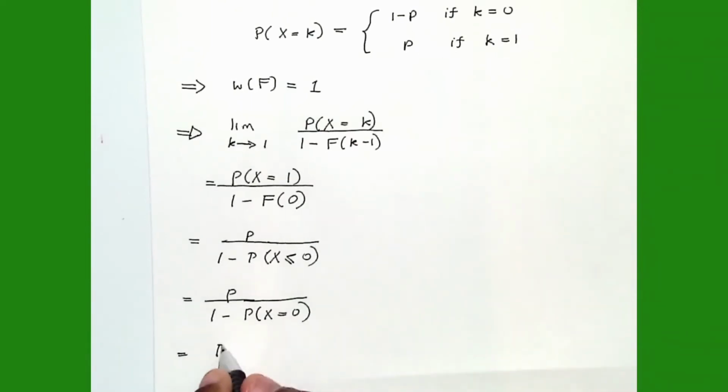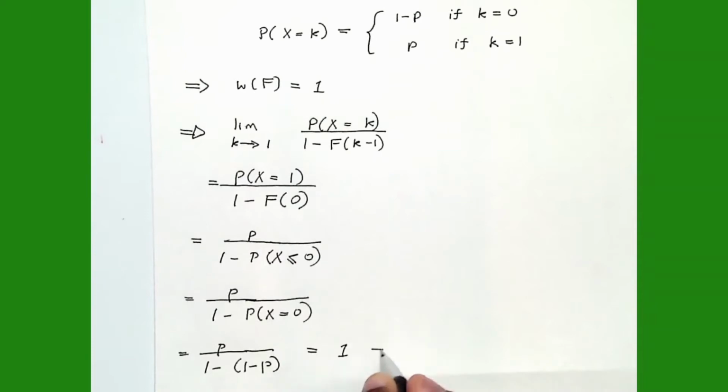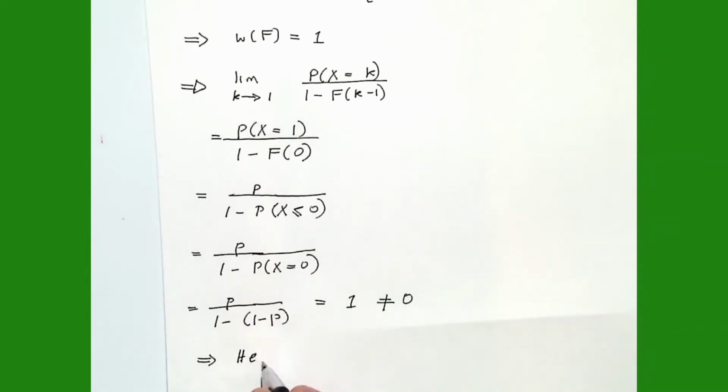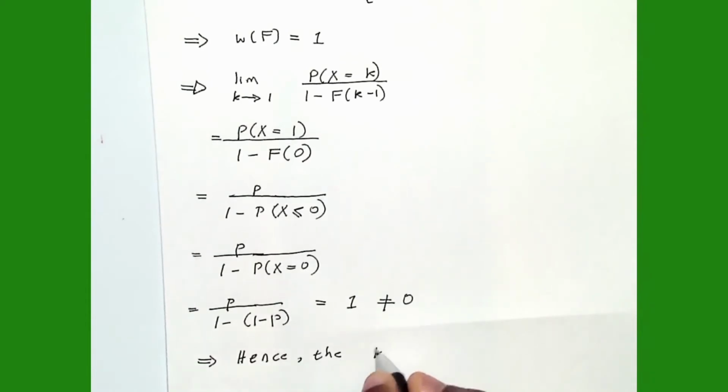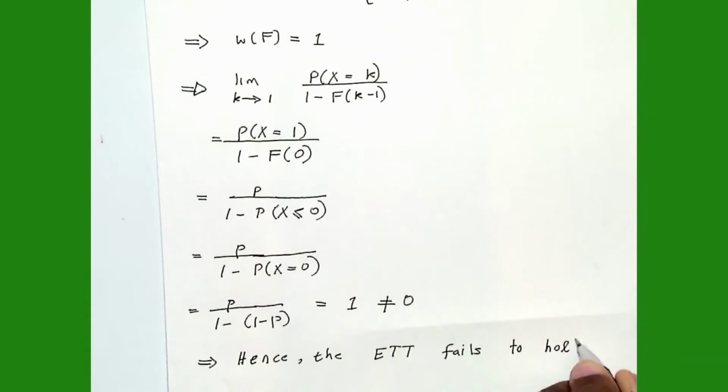So this is p divided by 1 minus (1 minus p), which is equal to 1, which is not equal to 0. Hence, the ETT, the extremal types theorem, fails to hold. All right, so that's question 1, guys.